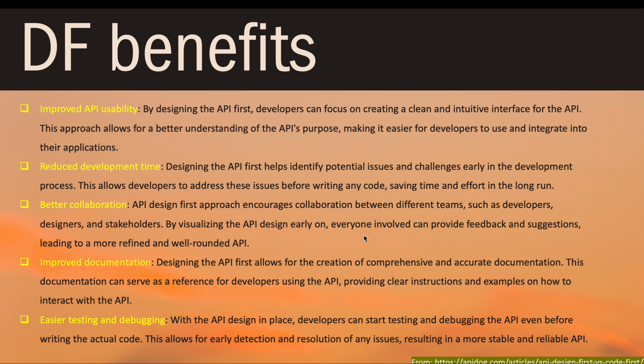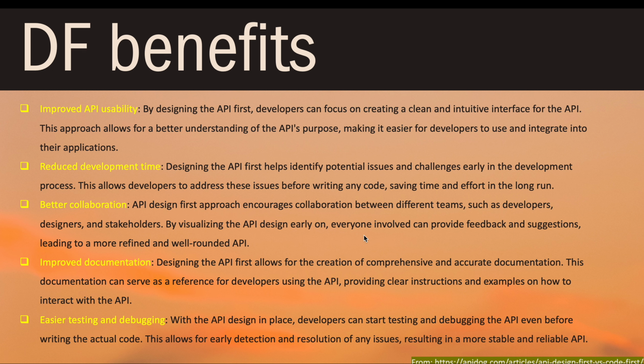Improved documentation. Designing the API first allows for creation of comprehensive and accurate documentation. This is why Spring is one of the leading projects today. When Spring was designed, they actually started with the documentation. So this now tells why documentation is important when it comes to coding. This documentation can serve as a reference for developers using the API, providing clear instructions and examples on how to interact with the API.